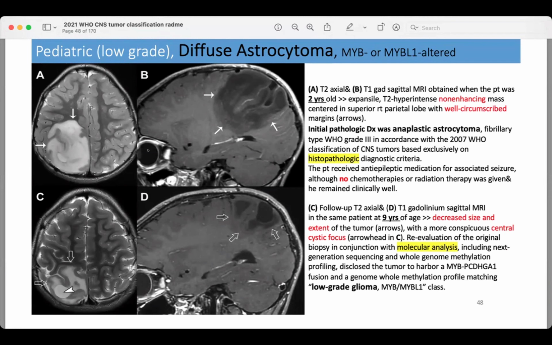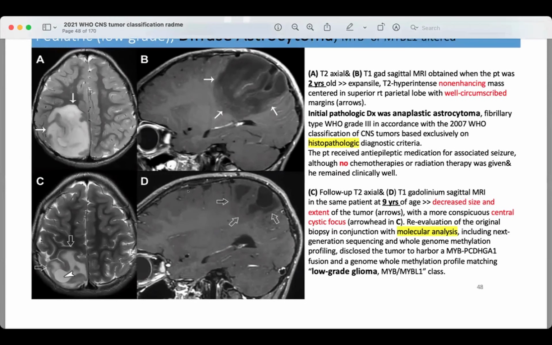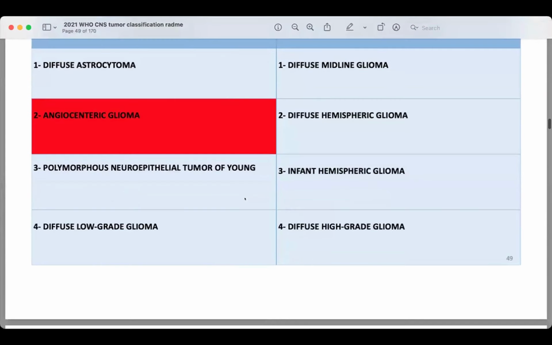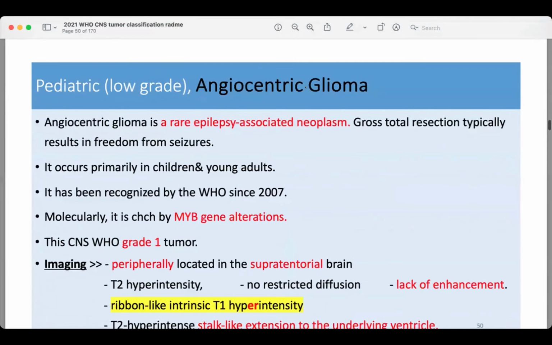After treatment, when the patient reached 9 years old, they were following up this lesion. It has new cystic components, and now they put it under the classification of the low-grade diffuse astrocytoma according to the genetic mutations.